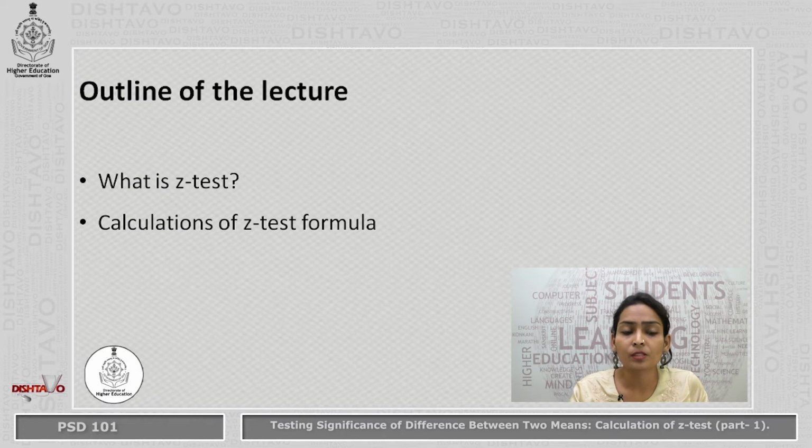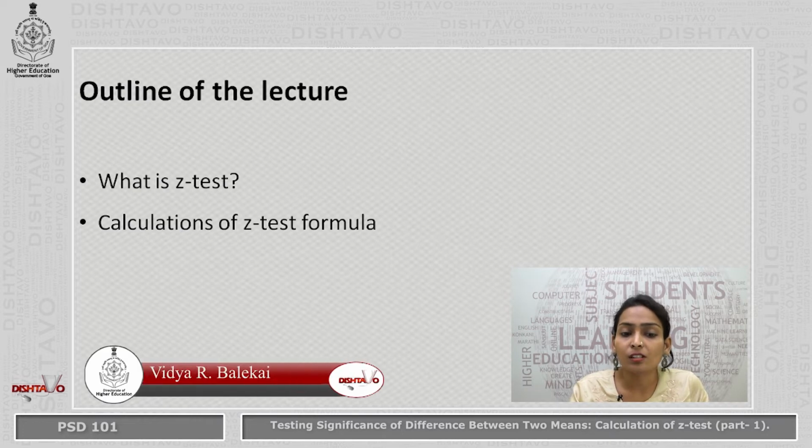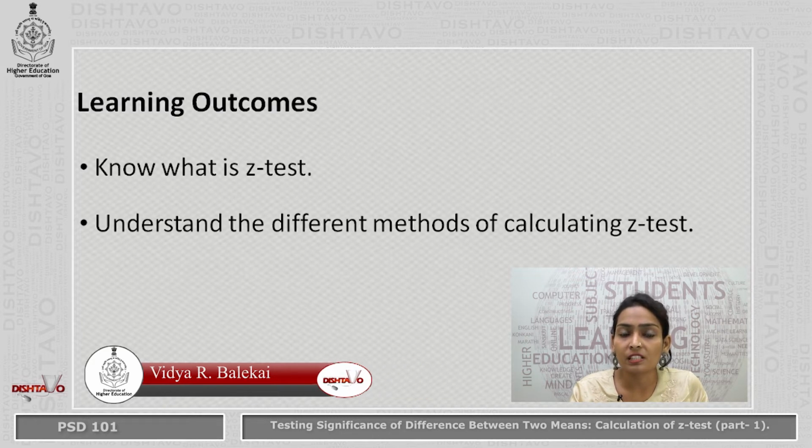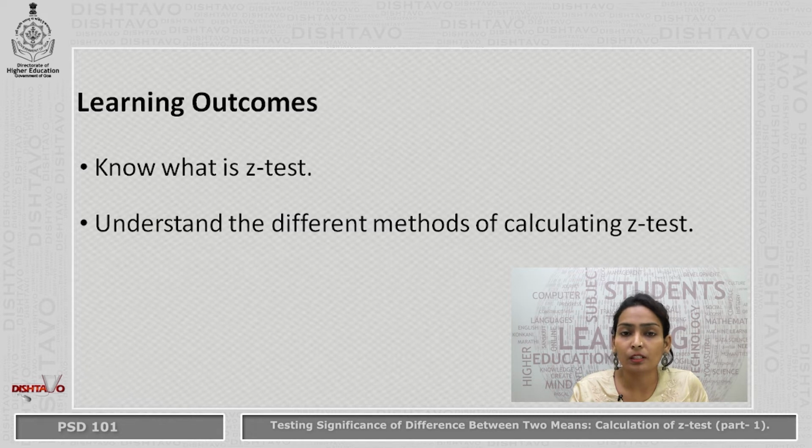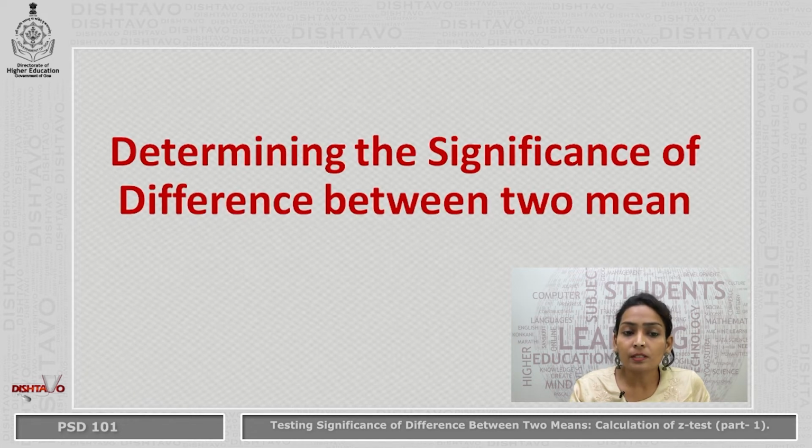Outline of the lecture. What is Z-Test? Calculation of Z-Test formulas. Learning outcomes. Know what is Z-Test all about. Understand the different methods of calculating Z-Test. Here in this, we will be determining the significance of difference between two means.